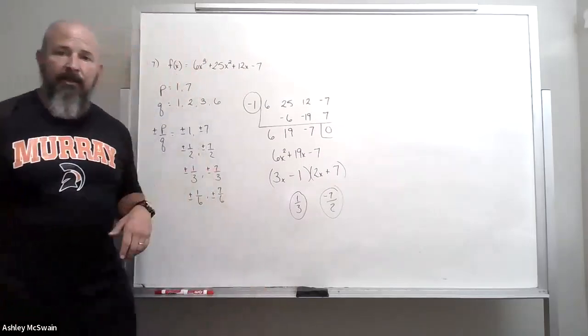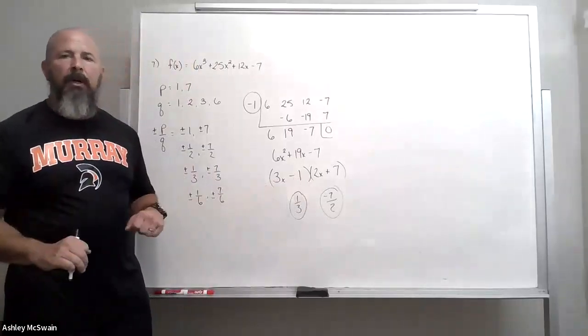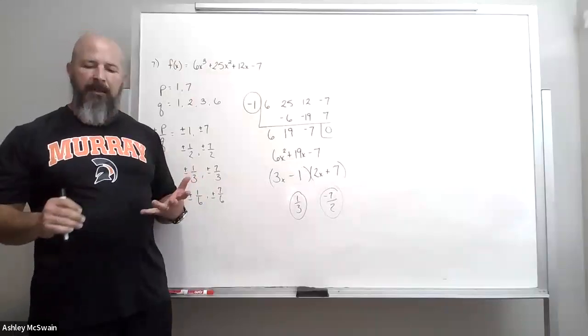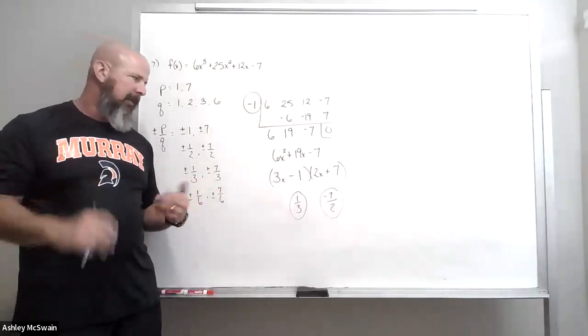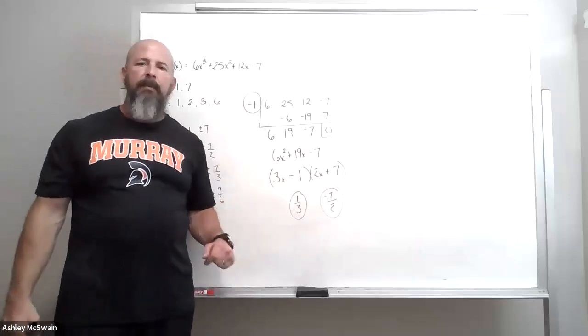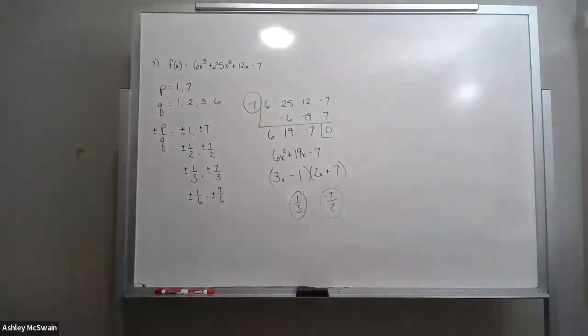Sometimes, again, the fractions are kind of a pain. If you just set 3x minus 1 equal to 0 and solve for x, you'll get the 1/3. 2x plus 7 equals 0, solve for x, you'll get the -7/2. So there's my three zeros. What that also tells me is in the synthetic division, the 1/3 and the -7/2 would have worked in there. Okay. Now, as far as solutions, these are my three solutions.